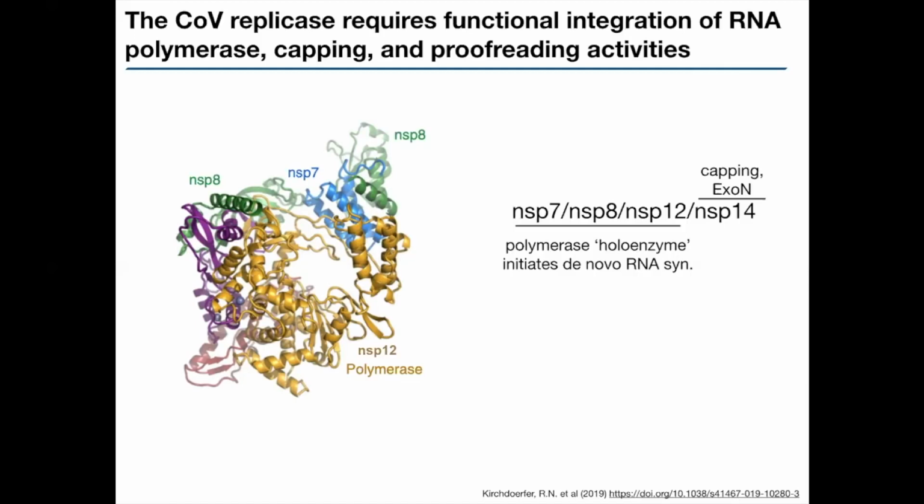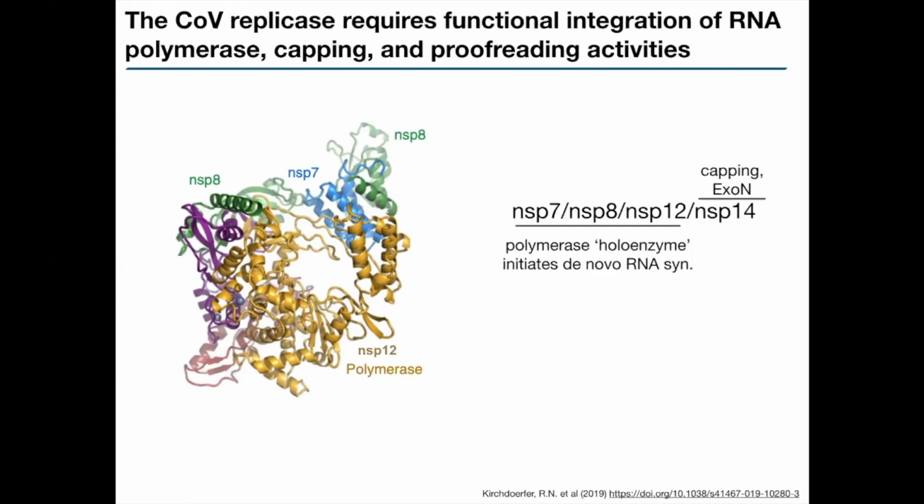In addition, the complex is associated through protein-protein interactions with another non-structural protein called NSP14, which is a bifunctional protein that has both capping activities and an exonuclease activity, which turns out to be a real paradigm-shifting activity for how scientists think about RNA virus evolution.